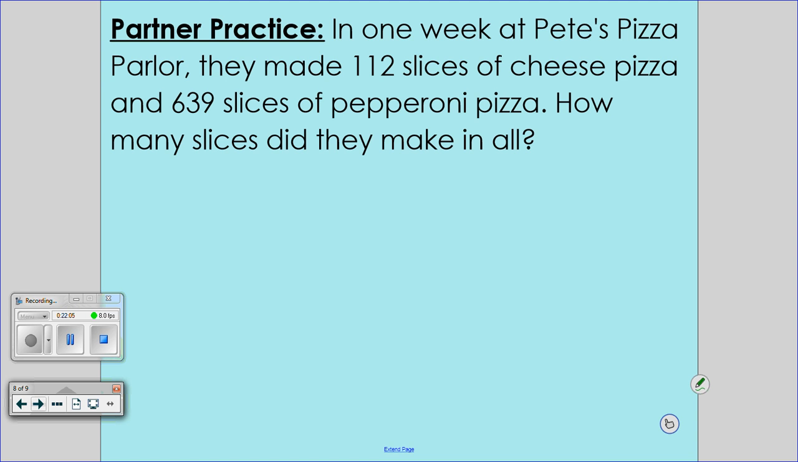So this sounds like what kind of equation? Does it sound like a part plus part, which would give us our total amount? Or does it sound like we're going to start with the total and subtract our parts? This sounds like we're going to add our parts together, because do we know our total yet? No. All right, go ahead and, oh, you're not going to write this down because we're going to do it on whiteboard. So we're going to have 112, which is our one part, our cheese pieces, and then 639, which is our pepperoni pieces.